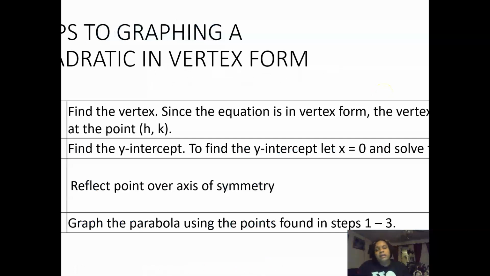Steps to graphing a quadratic in vertex form. Find the vertex. Since the equation is in vertex form, the vertex will be at the H, K. Find the y-intercept. To find the y-intercept, let x equal 0 and solve for y. And then reflect over the line of symmetry and then graph the parabola. Once again, you only need about 2 points. You can find the axis of symmetry, and then you can use that line of symmetry to reflect the other points.